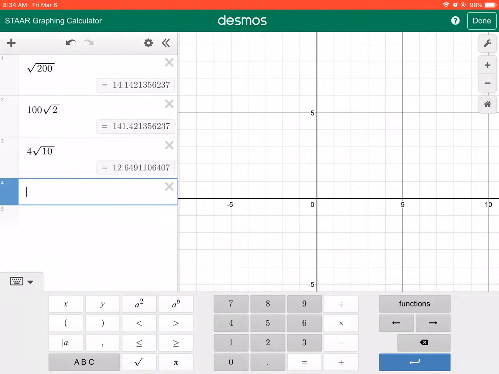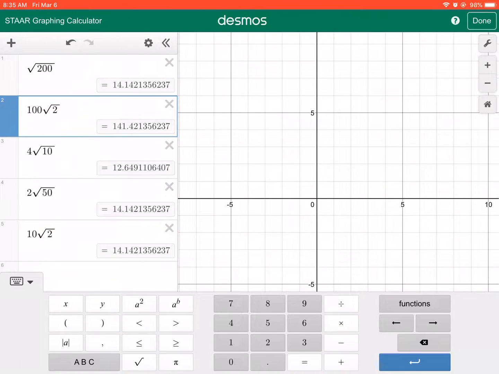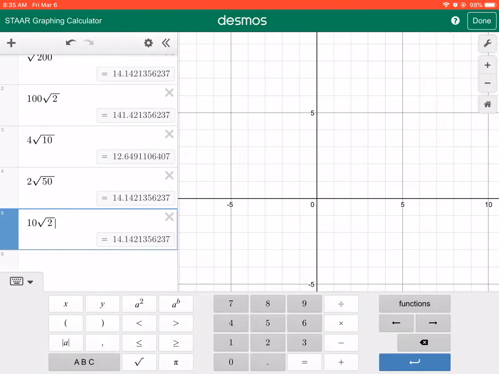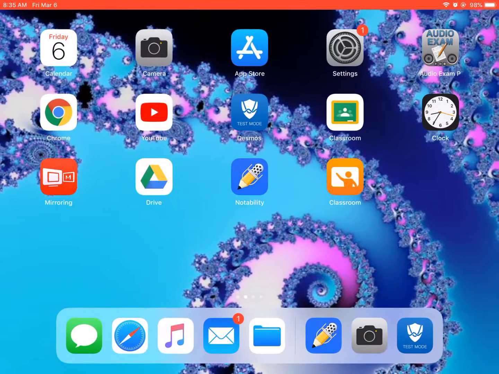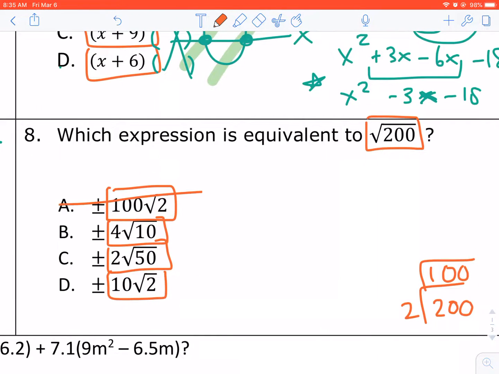So far we don't have decimals that match. 2 square roots of 50. And then we have that one matched, so that might be an answer. And 10 square roots of 2. Oh, that one matched. Okay, so as you can see, we're looking for 14.14. So we can eliminate answer choice A, answer choice B, and now it's between C and D. So let's go back here and eliminate A and B, and now it's between C and D.